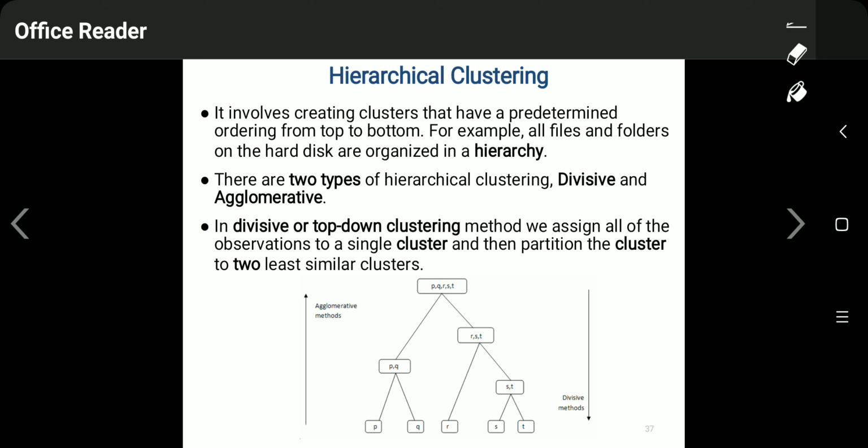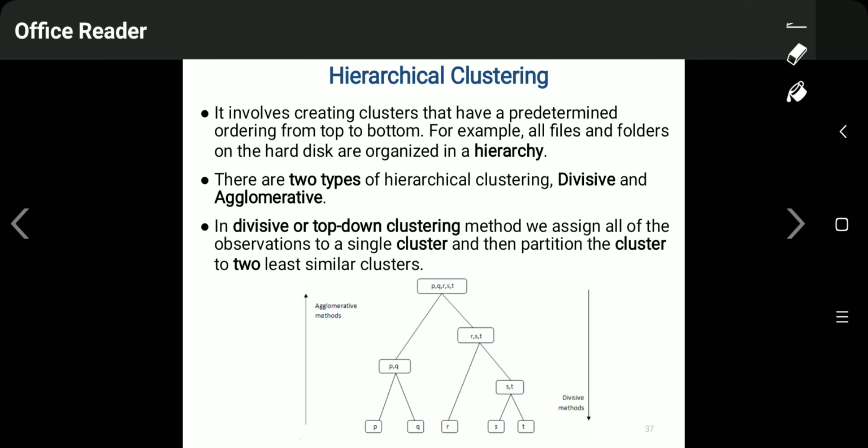Hierarchical clustering is of two types: one is the divisive approach, and the other is the agglomerative approach. Look at this diagram. The divisive approach follows a top-down approach. We start from a single root, and we group the data set into different groups using different hierarchy, different branches. Again, it is further divided into other groups. This is how top-down clustering works.